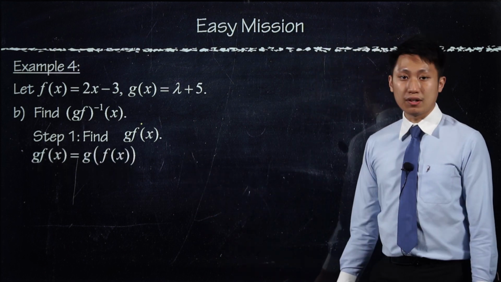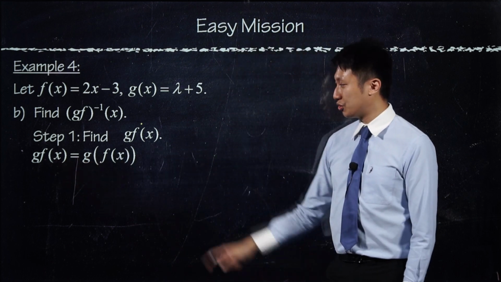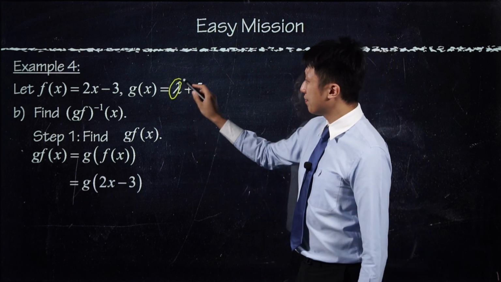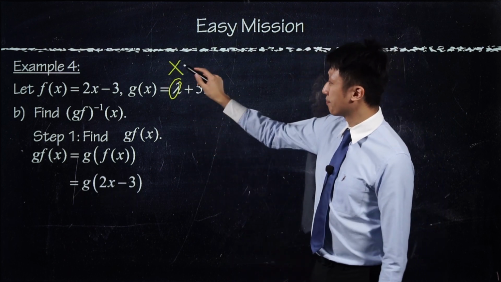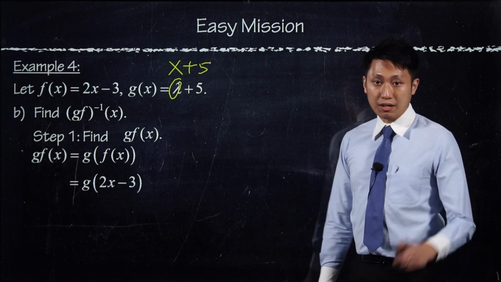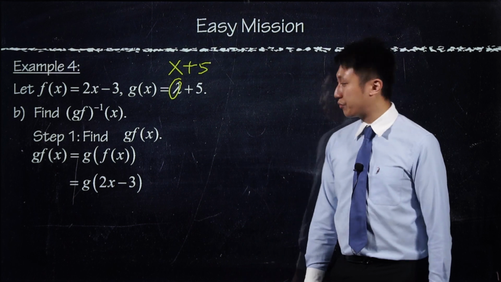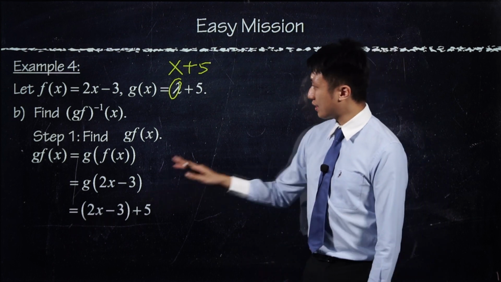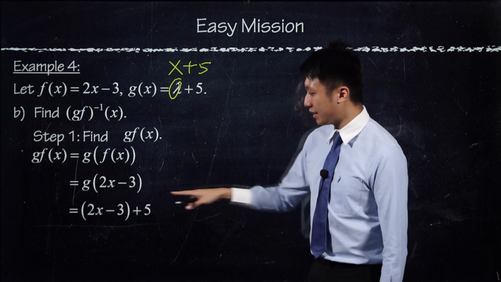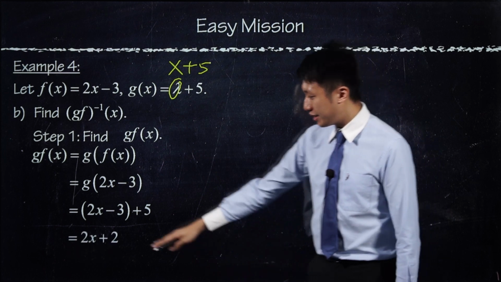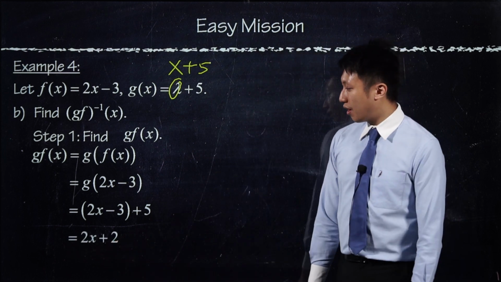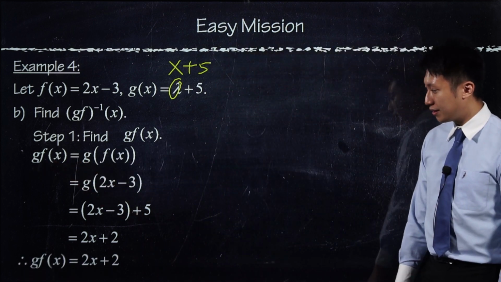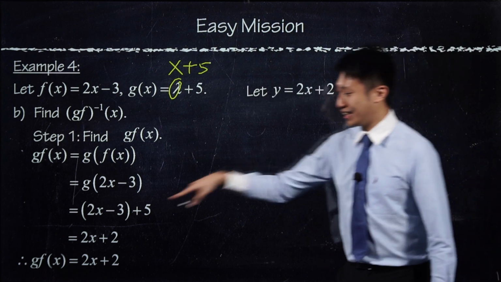Okay, now first of all, I want to find this one. So gf(x) is equal to g bracket f(x). f(x), throw it in. Oh, typo, this is x, okay? This is x, x plus 5. Okay, just now was correct. Right, so now g of 2x minus 3 means you sub this thing into here. So I'll get 2x minus 3, then plus 5. Then eventually I'll get 2x plus 2. Okay, so I get my function for gf(x). What do I do next? Okay, that's my function. Then I want to find the inverse of this thing.